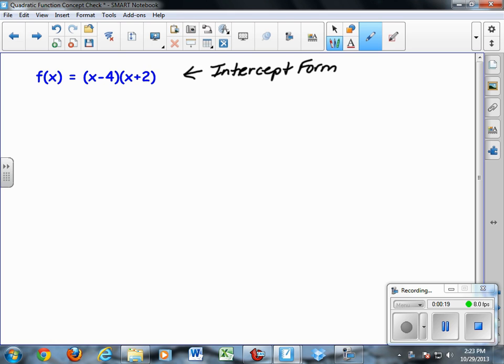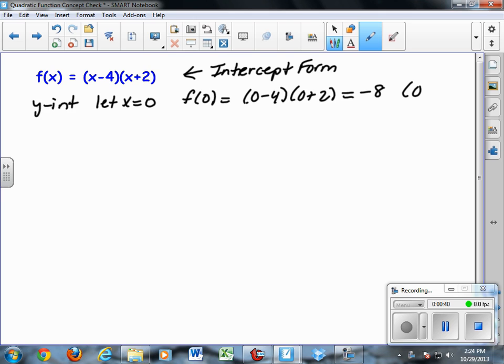So let's think about how we find x and y-intercepts. Let's start with the y-intercept. To find the y-intercept of a graph, we let x equal 0. So I put 0 in for x. I get 0 minus 4 times 0 plus 2. Negative 4 times positive 2 is negative 8. So my y-intercept is (0, -8).